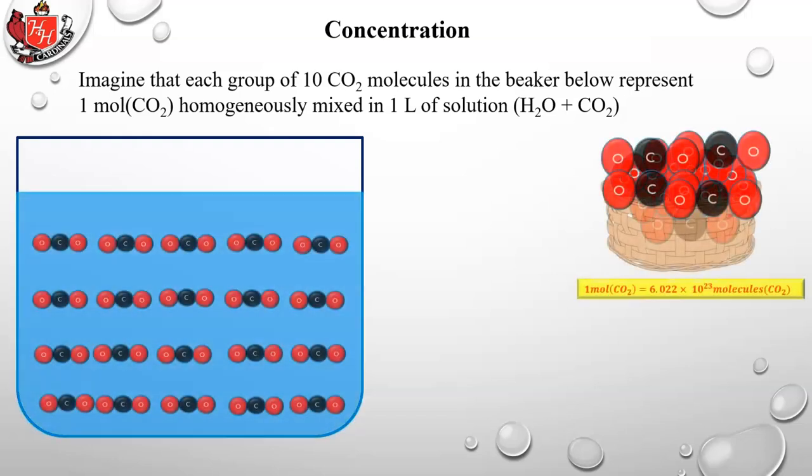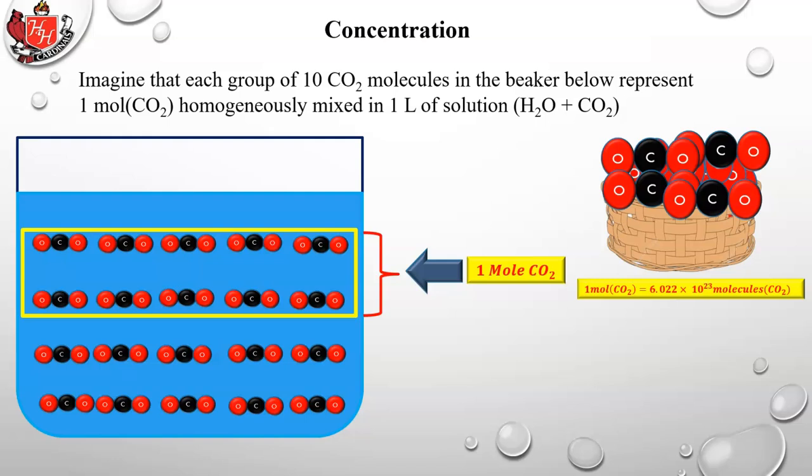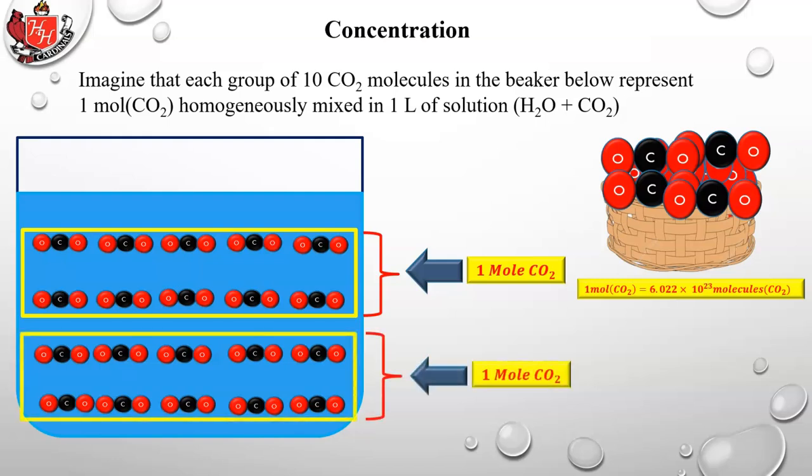So here we have a beaker. So imagine that each group of 10 CO2 molecules down below in the beaker represents 1 mole of CO2. And it's homogeneously mixed in 1 liter of solution. So that's the entire beaker is 1 liter. So there's 1 mole, and there's 1 mole. So you have 2 moles in 1 liter of solution. So assume that the beaker has 1 liter.